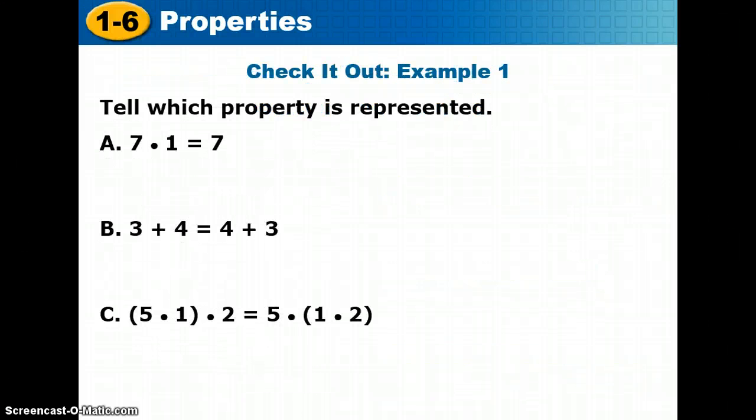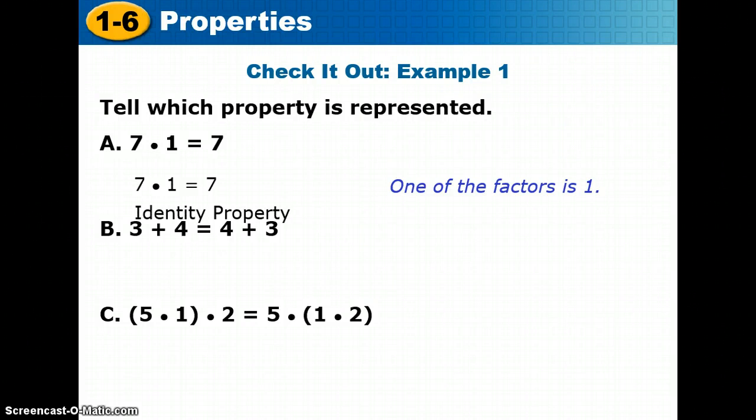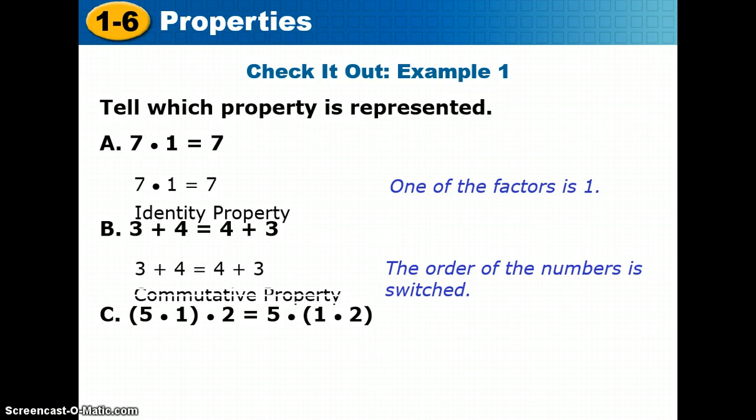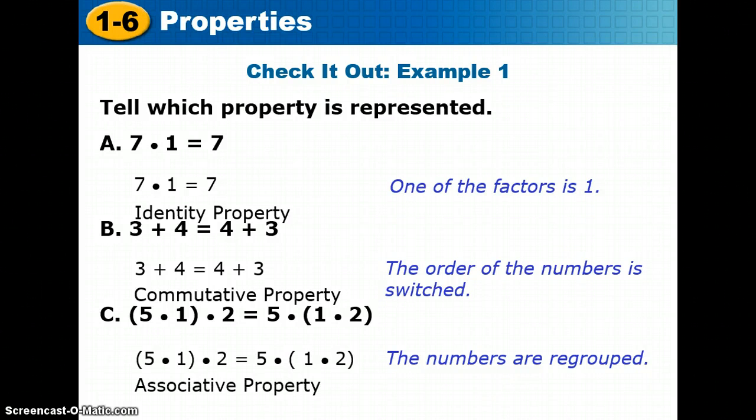Let's look at a few more examples. In example A, I might notice that one of the factors is 1. So when I multiply 7 times 1, I get 7. And this is representing the identity property of multiplication. In B, when I have 3 plus 4 on the left side, on the right side I'm switching the order. So I'm using or representing the commutative property. And in C, the order is not being switched. And I'm not only multiplying by 1 because there are 3 factors. So the numbers are being regrouped. The only change is where I'm putting my parentheses. This is an example of the associative property.